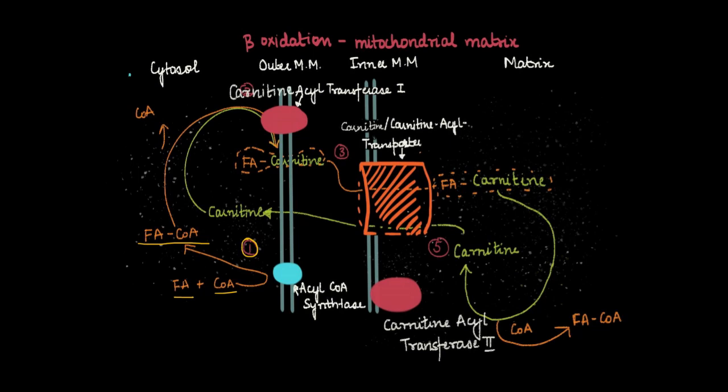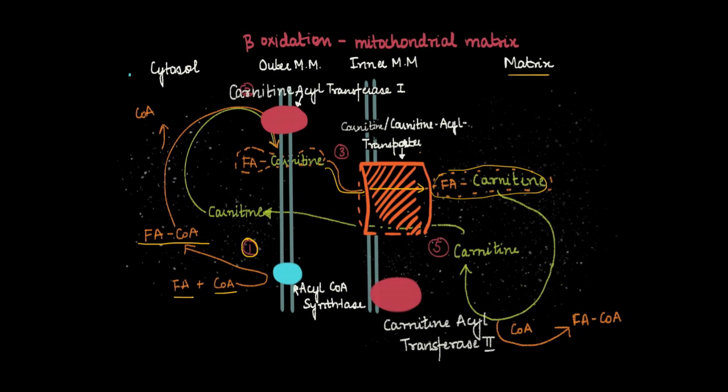Now this fatty acid carnitine complex will cross the outer mitochondrial membrane and enter the mitochondrial matrix via a transporter called carnitine/carnitine acyl transporter. तो यहाँ पे इसका ये transport हो रहा है inside the matrix. Now it is present inside the matrix as fatty acid carnitine complex.